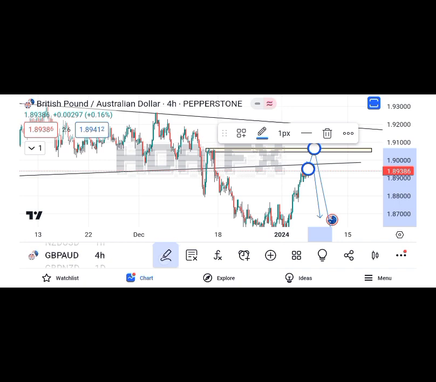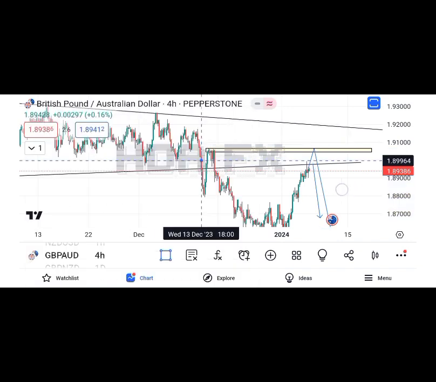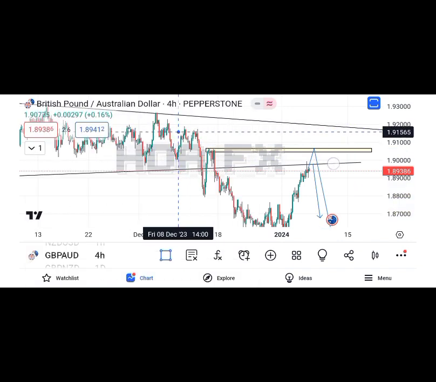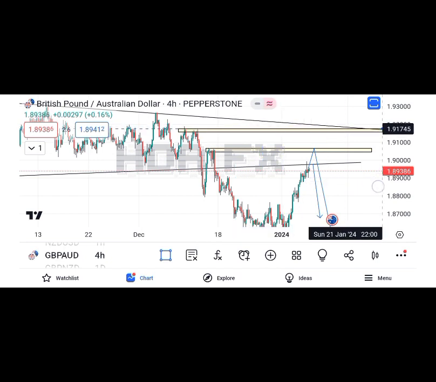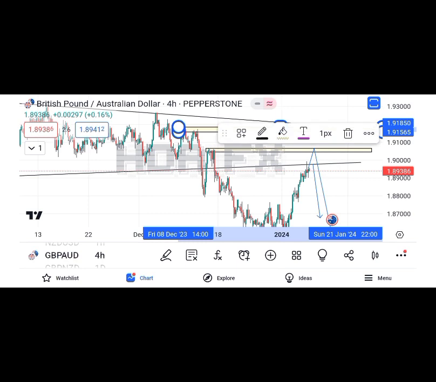But let's also not ignore this key zone here also. We also have another key zone here. We also have another key zone here. So we must not overlook this zone here also.